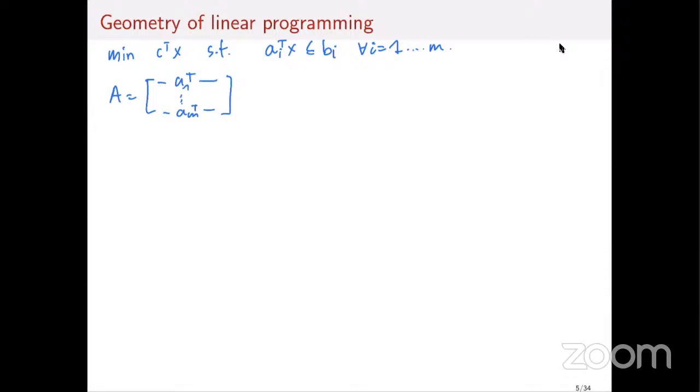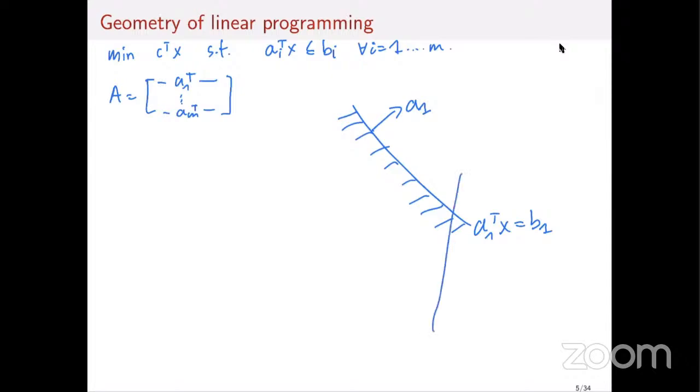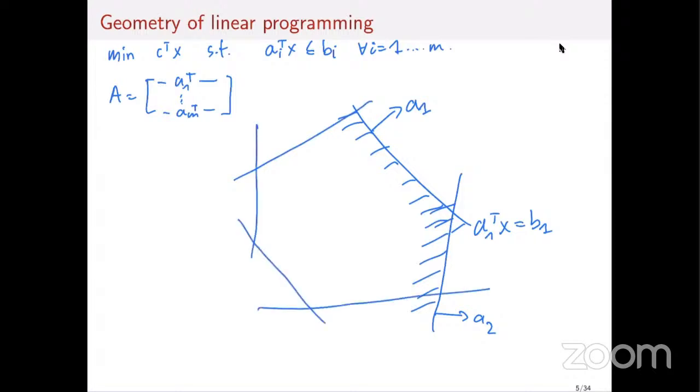So for example, if I draw this, this is a_1 transpose x equal to b_1. This is a hyperplane. Then a_1 transpose x less than b_1 is everything on this side of the hyperplane. Here I have a bunch of such linear inequalities. Now this is maybe a_2, so I have to look at this side of the hyperplane, and then this is a_3, a_4, a_5, and a_6.